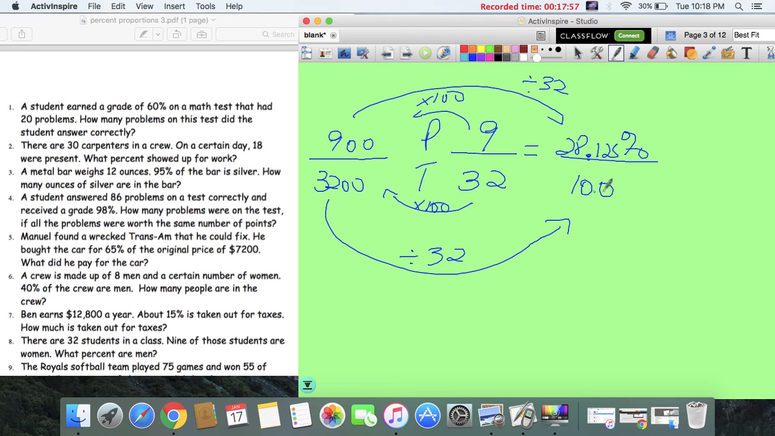And this says what percent of men? Well, 9 are women, and the percentage out of 32 that are women is 28.125. So you just take 100% and you go minus 28.125. You can use your calculator or just subtract it, and 100 minus 28.125 is going to give you 71.875, as a decimal percent to the thousandths place. 71.875% of 32 are men.